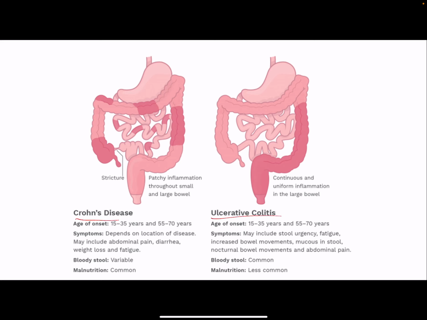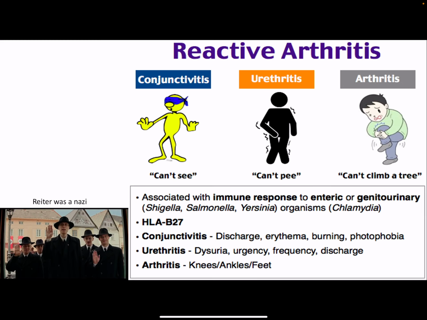Crohn's disease and ulcerative colitis are two versions of inflammatory bowel disease. Obviously, you go into way more detail on this in the GI system, so we can probably just leave it at this right now. These are associated, though, with spinal pain as well. So they're seronegative spondyloarthritis conditions.